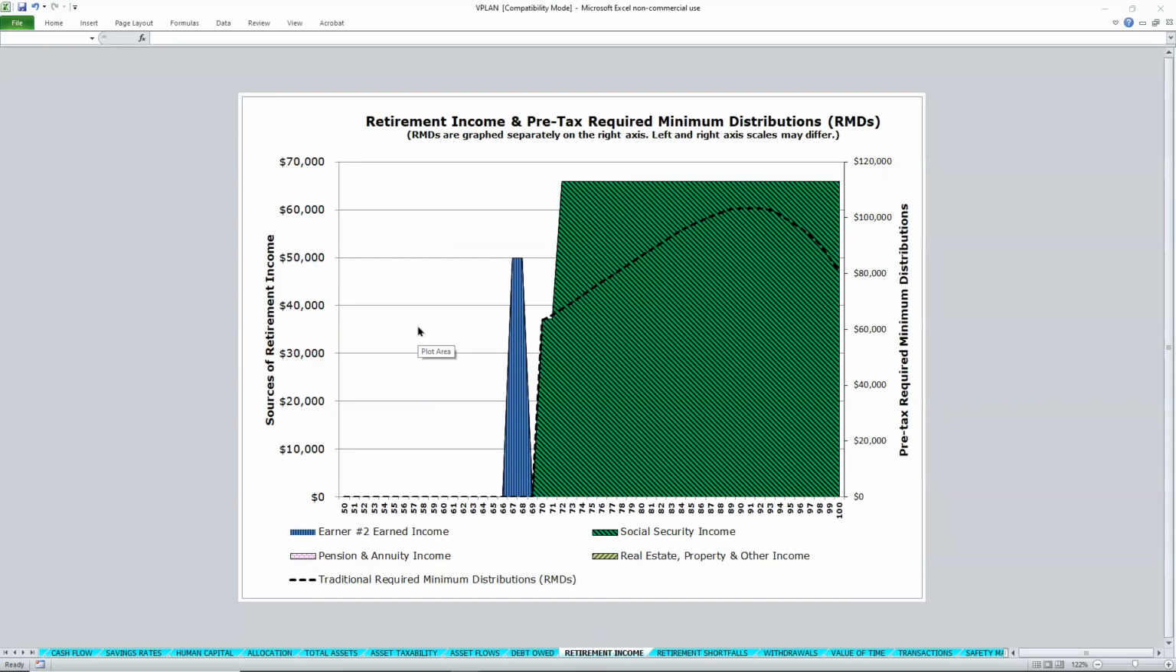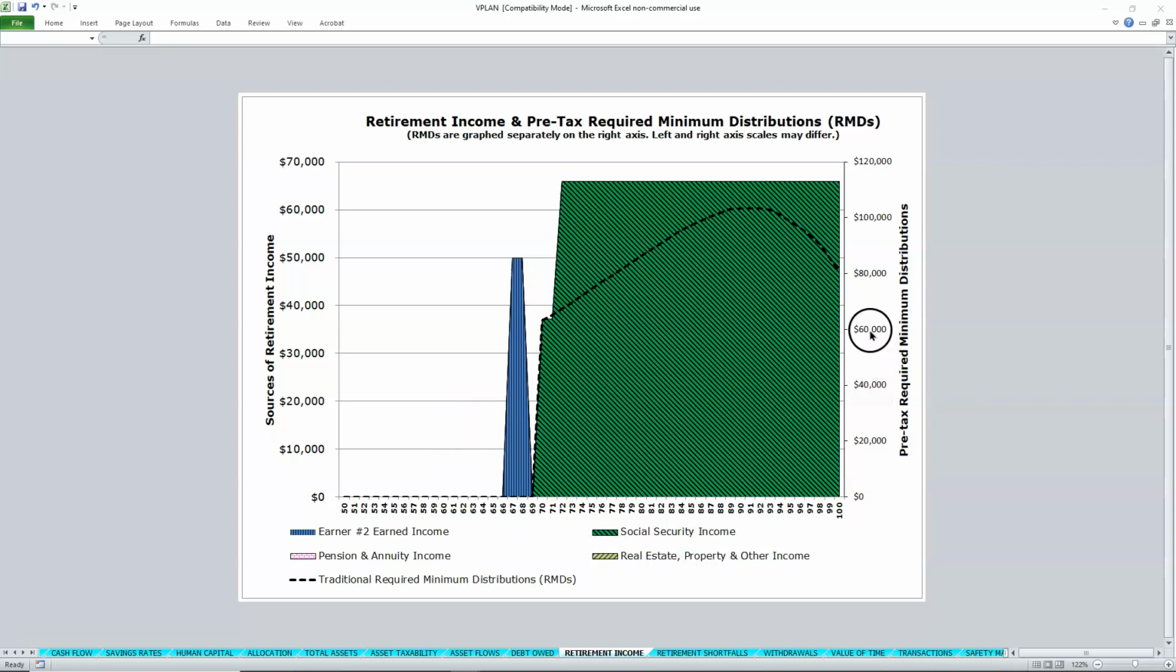This retirement income graphic shows income sources for years after earner number 1 has retired. Income for this couple includes 2 more years of earner number 2's self-employment income. The green area with diagonal black lines is their Social Security retirement income. If they had any pension or annuity income, that would be graphed. If they had any real estate or property income, it would be separately graphed as well.